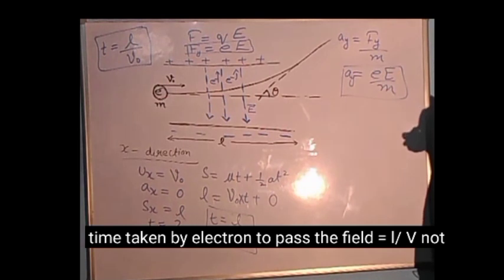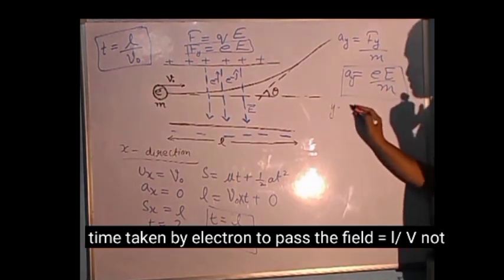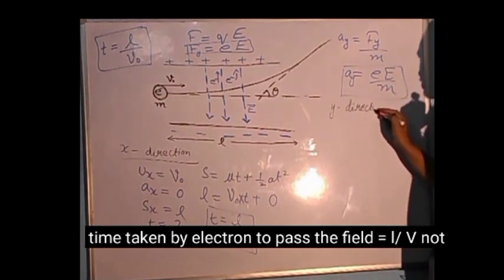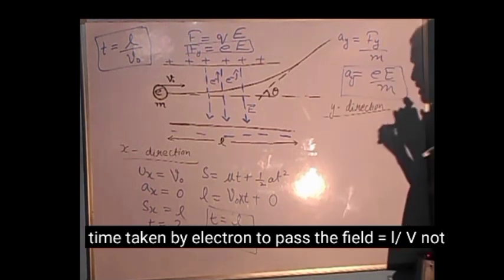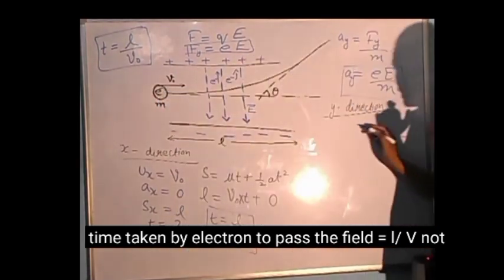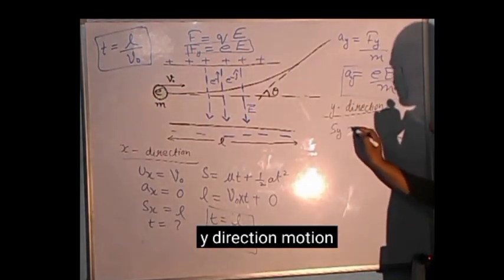Okay. Now I am going towards the y direction motion of the electron. Motion in the y direction. Now what is the motion of the electron in the y direction? Let's find it out. The displacement in the y direction of the electron is unknown to us.